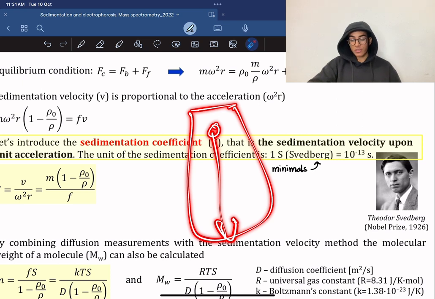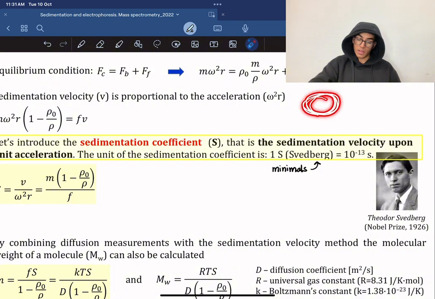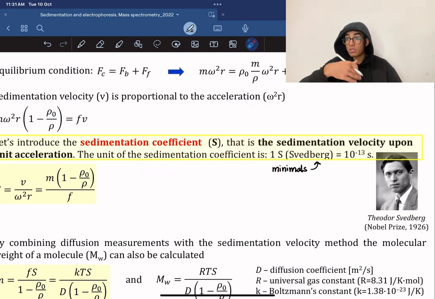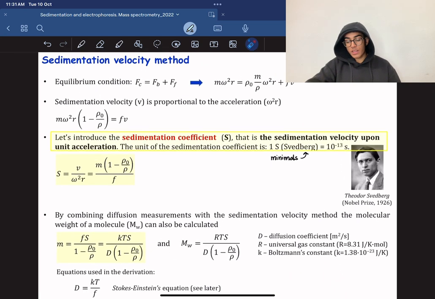It's not that they slowly keep increasing the velocity. No, they stop at a constant velocity. At one velocity, they stop and it's just spinning. So basically, what does S measure? The rate at which the particles sediment to the ground.